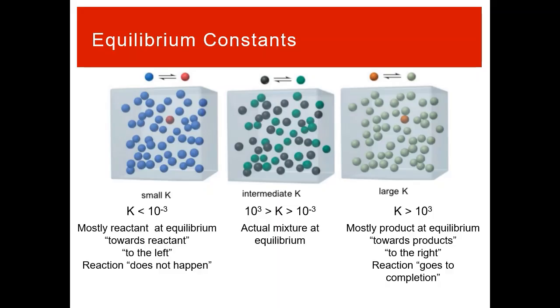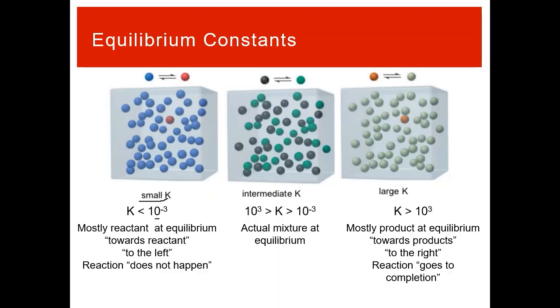We said the equilibrium constant is always positive, so the range is basically 0 to infinity. And we could take that whole range of possibilities and divide it up into three groupings in terms of describing what an equilibrium looks like. So first, we could have really small values of k, less than 0.001. These would be cases where the equilibrium is very much towards the reactants, or towards the left, because that's the left side of the equation.